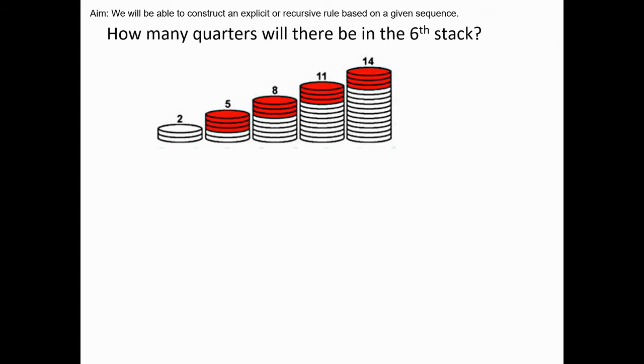And that's with these stacks of coins. We can see that they're going 2, 5, 8, 11, 14. So we have 5 stacks, and they're clearly following a pattern. But what could that pattern be? There's a huge hint with the red coins.